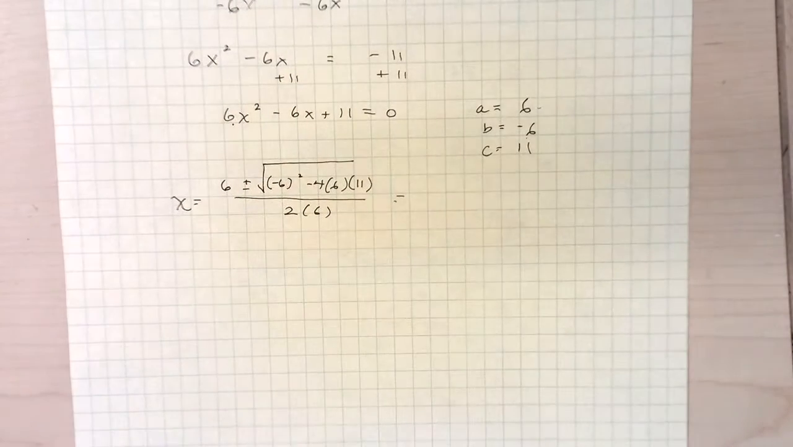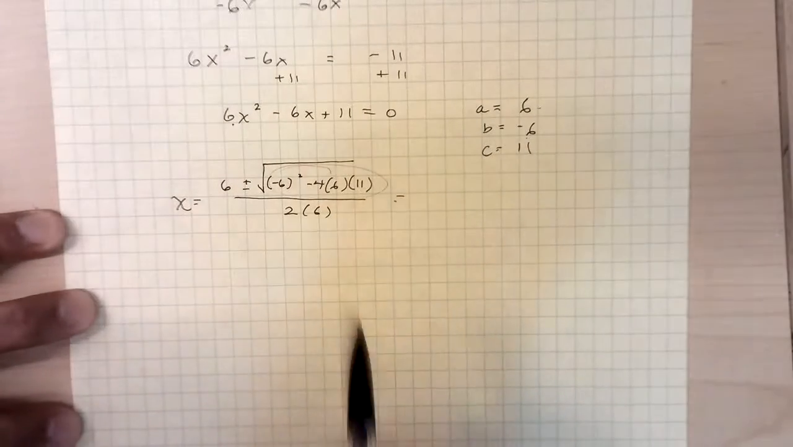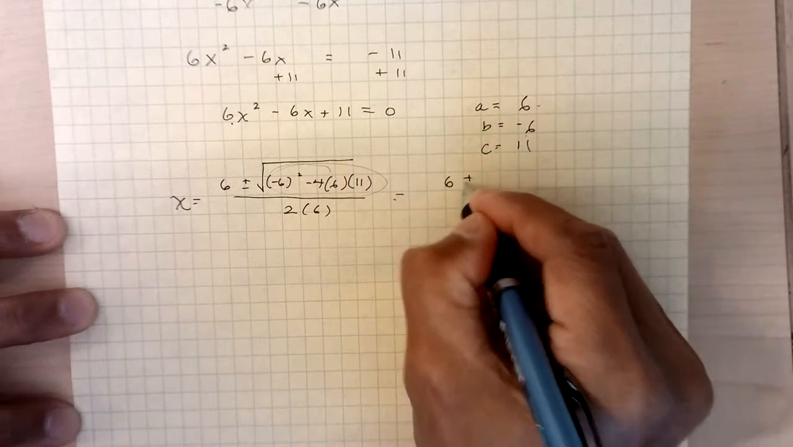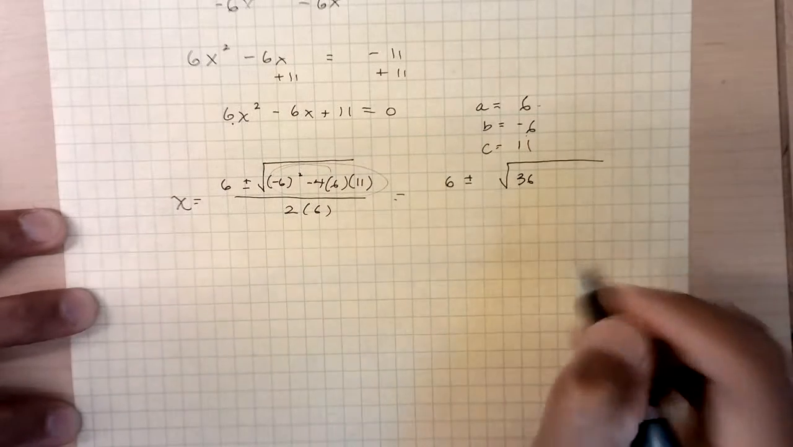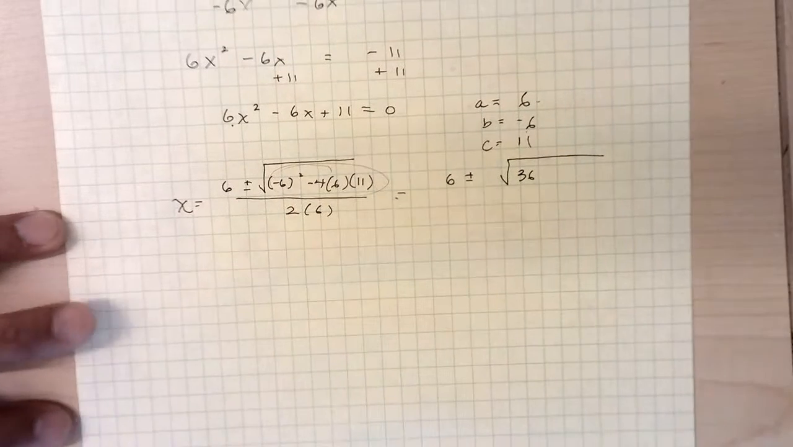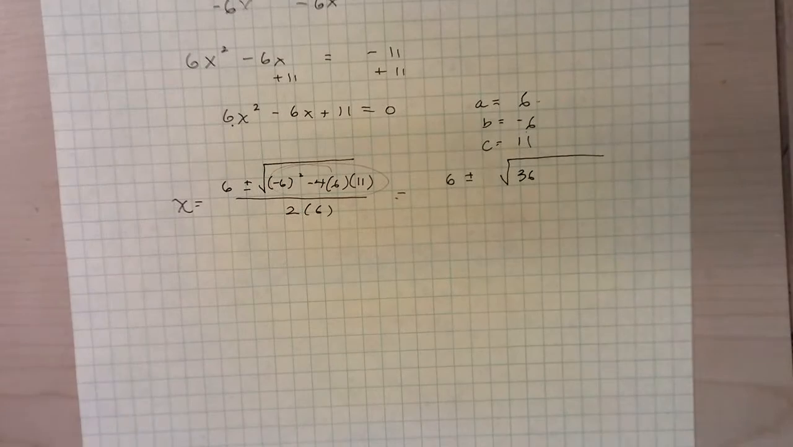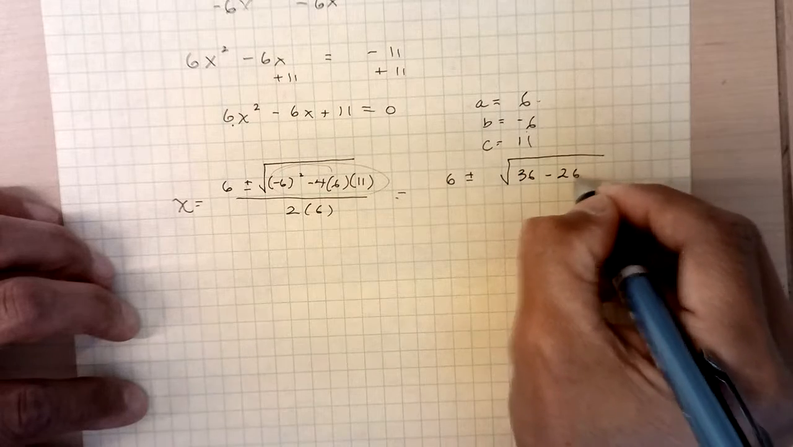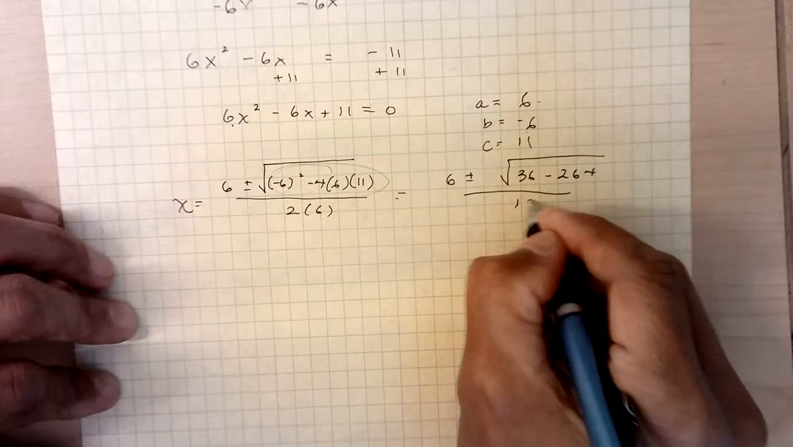So again, we evaluate what's underneath the radical, or what's called the discriminant. So we want to evaluate all of this first. So I take 6 plus or minus the square root of negative 6 squared, which is positive 36. And then minus 4 times 6 is 24, and 24 times 11 is 264. So this would be 36 minus 264, all over 2 times a. So 2 times 6 would be 12.